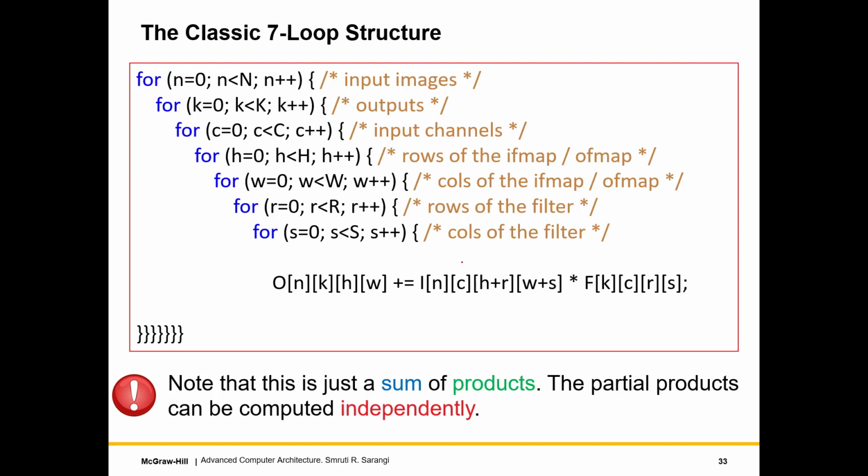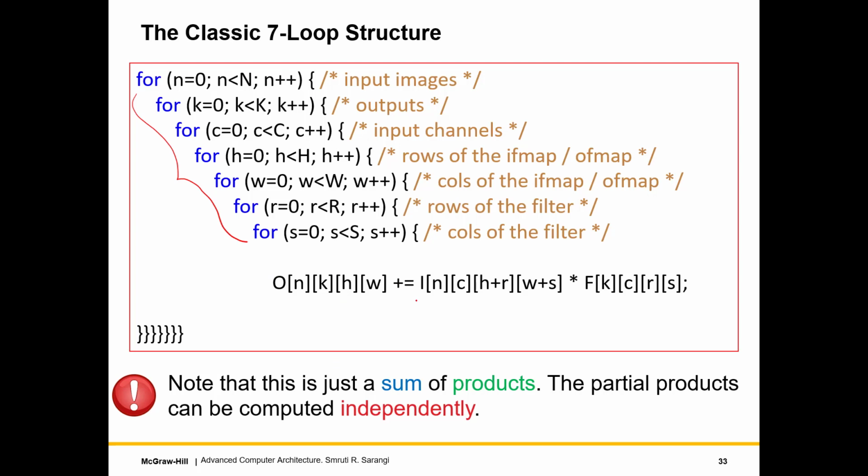Of course, there is a small catch in this, a small problem, but I will not discuss it now because it will just make things complex. There's a small problem and a very easy fix, but I'll come to that later. The key point is that this is a classic 7 loop structure that you are seeing over here, and this is just a sum of products.